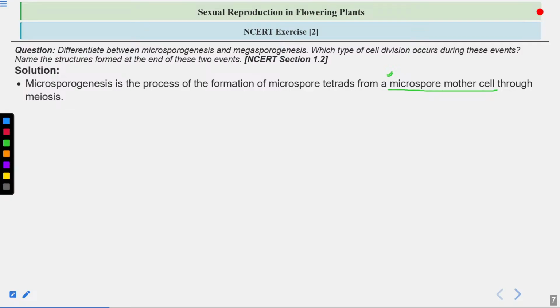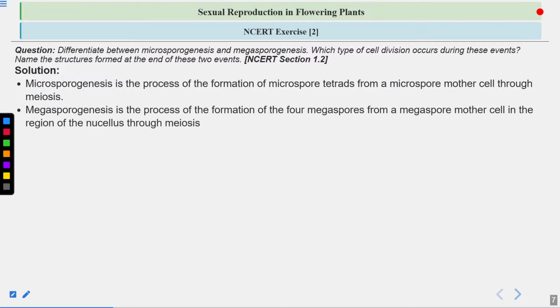This microspore mother cell undergoes meiosis division, and what do they form? They form the microspore tetrad. What is the process that causes the formation of this microspore tetrad? Meiosis division. So the microspore mother cell, MMC, undergoes meiosis and forms the microspore tetrad. This whole process is called microsporogenesis.